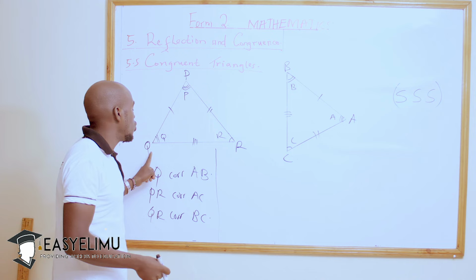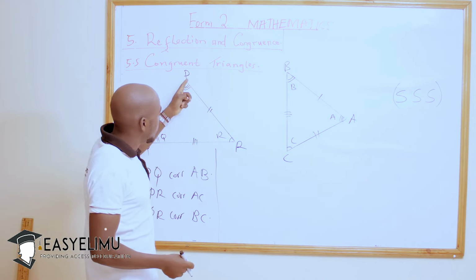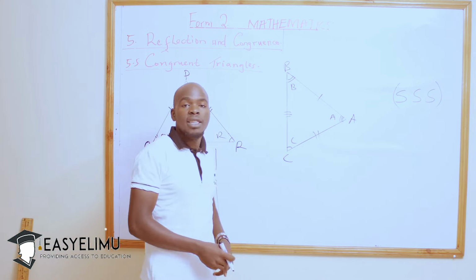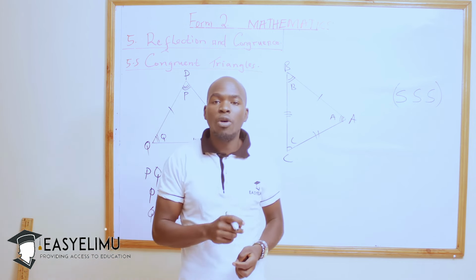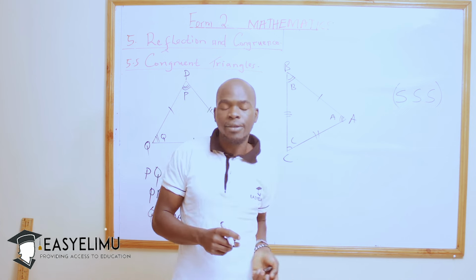If it is PQ, it corresponds to AB. If it is PR, it corresponds to AC. That's what we mean by each side of the first triangle corresponding to the other.